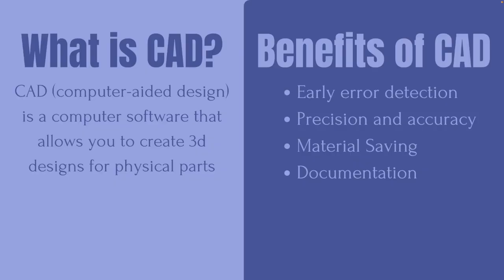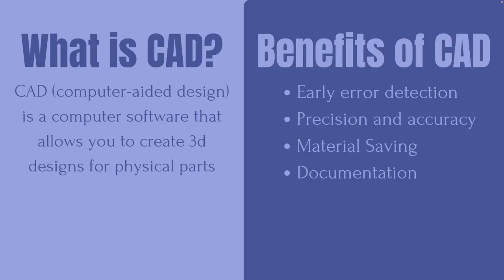Some benefits of CAD are that it allows for early error detection. Because you're making a model of your robot online first, you might be able to catch some mistakes while doing that online. Additionally, using CAD allows for precision and accuracy, as with it you can create highly detailed models and make sure that everything aligns perfectly before building.